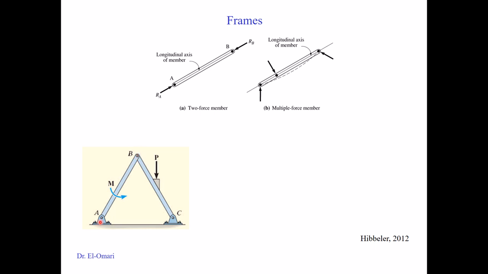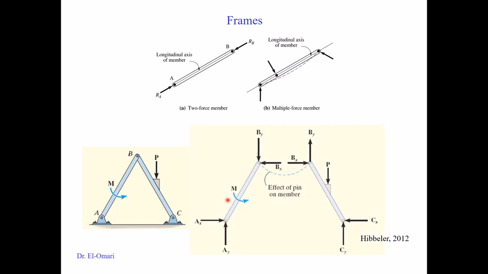So, for example, this frame is composed of two members that are connected with a pin at B and pin supported at A and C. If we try to find the support reactions at A and C, the maximum we can get from the structure is the vertical supports. But because they both have horizontal reactions, it won't help us. The only way to find the support reactions, and also the pin reactions, is to take them apart at the pin and draw the free body diagrams of both parts.